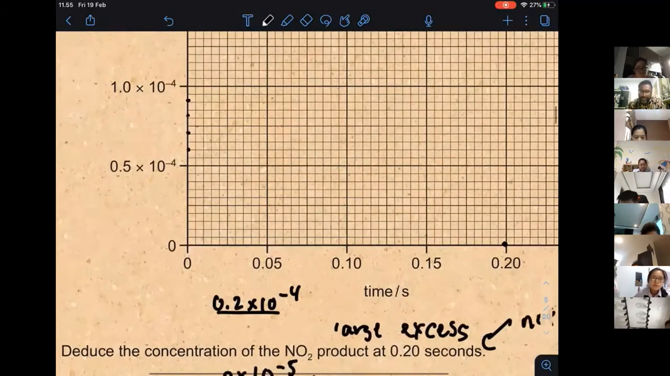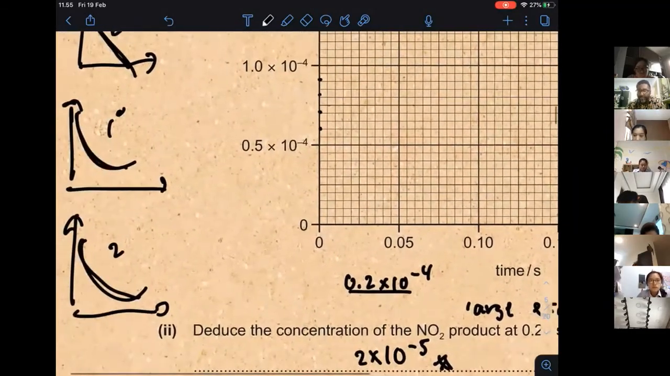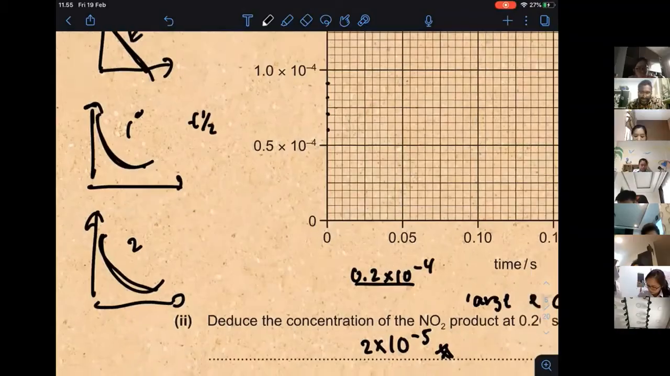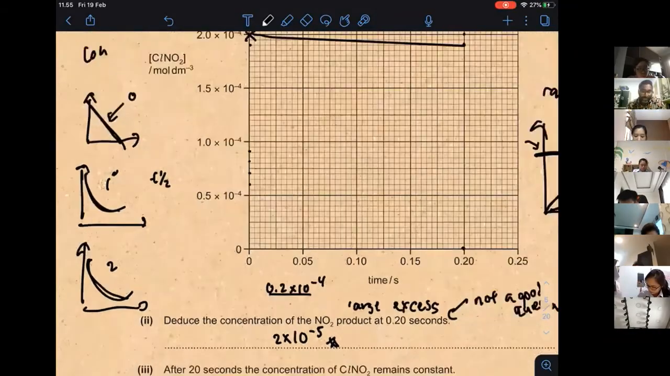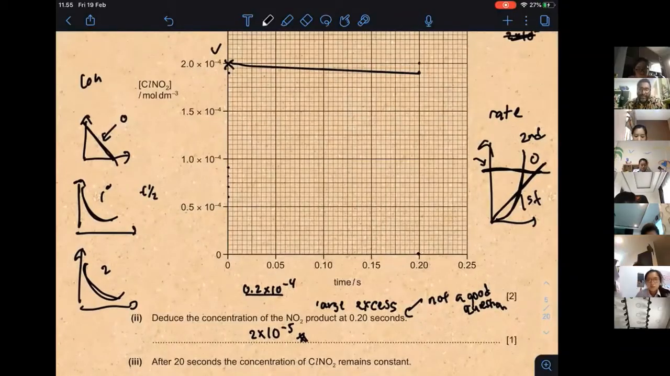You can use the half-life method to identify which one is which, because the half-life is going to be constant for a first order reaction. Please remember this. But here they are asking you to assume it is some sort of a zero order reaction. That is what they are asking you to assume.